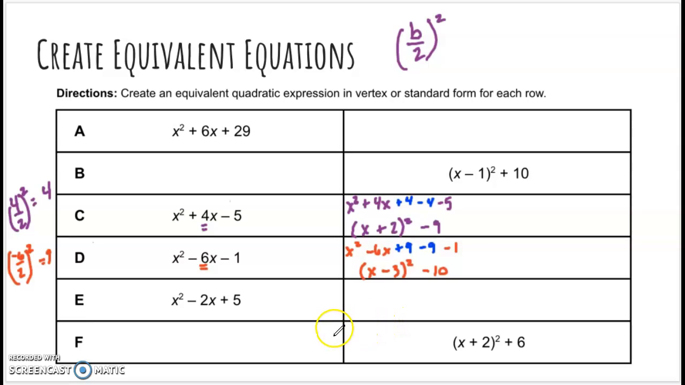Go ahead, challenge yourself, pause the video, and try out letter E to see if you can get it. And remember, you can always check your work by multiplying back through to see if you get back what you started with.